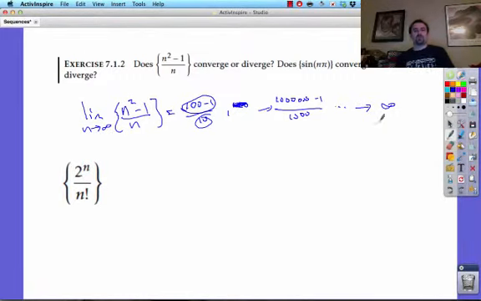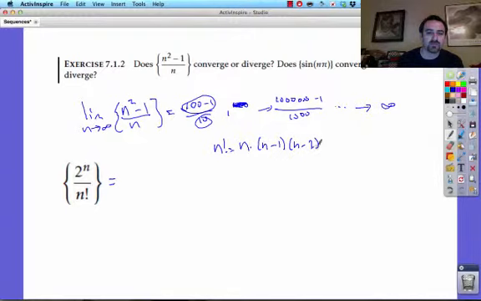Now the one below it is kind of interesting because we've been able to use up to this point our knowledge of limits to evaluate sequences, but 2 to the n is a continuous function. n factorial is not a continuous function. This one we have to do a little bit of work to figure out. Remember that n factorial is n times n minus 1 times n minus 2 all the way down to 1. And we always define 0 factorial as 1.